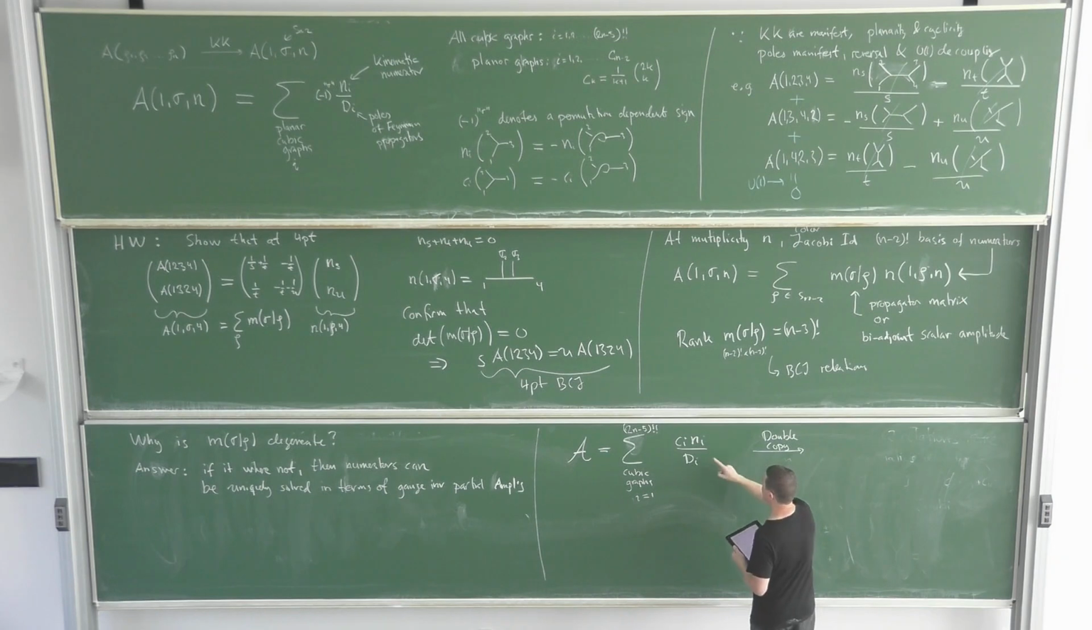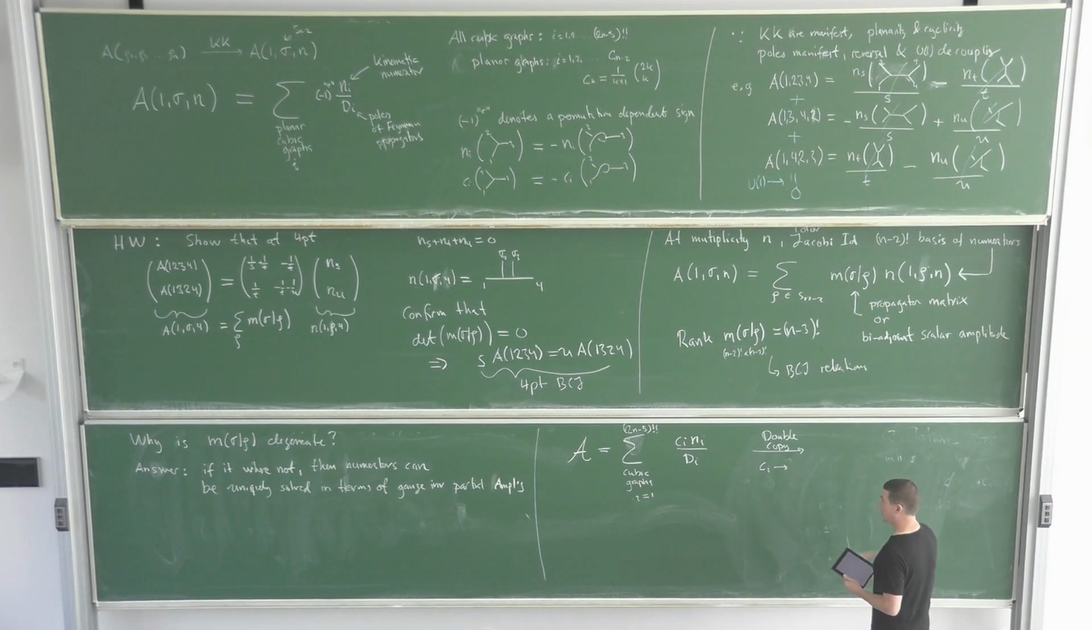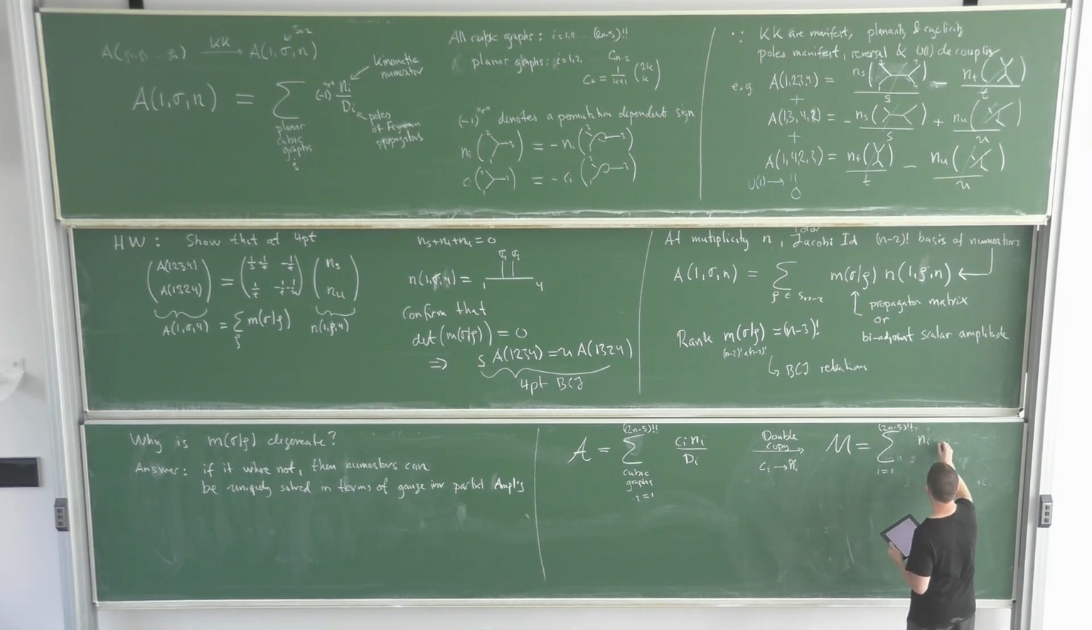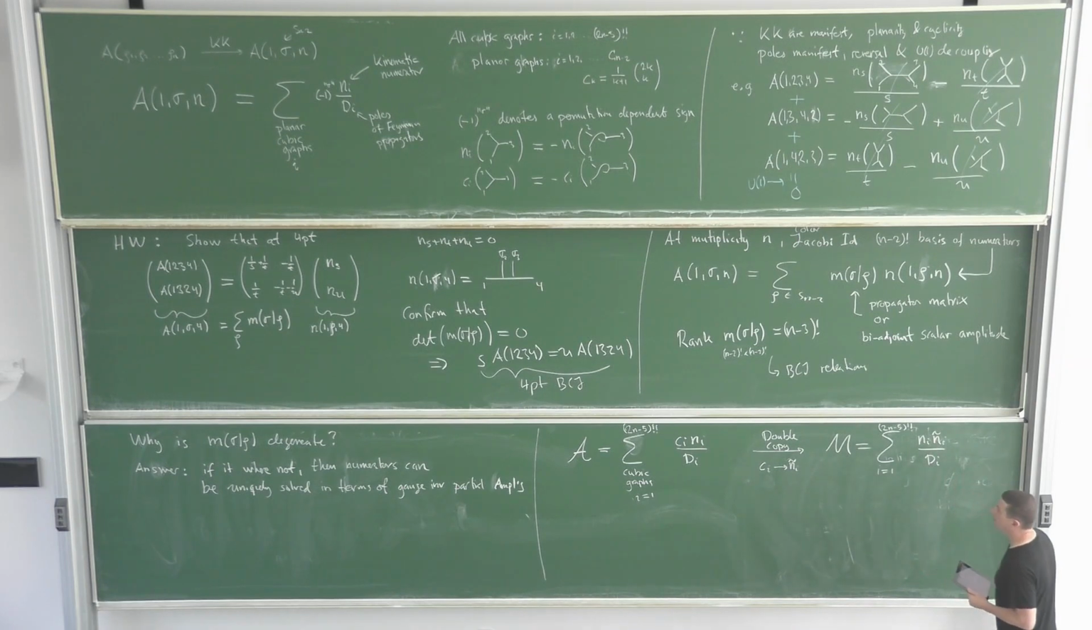What we're going to do is take this color factor here and replace it by another copy of numerators. Just to distinguish it from that copy, let's put a tilde on it. Then we get an amplitude, let's call it M, which is the same sum, i goes from 1 to (2n minus 5) double factorial, but now it's ni tilde over di. Right, so this is just something we can do.